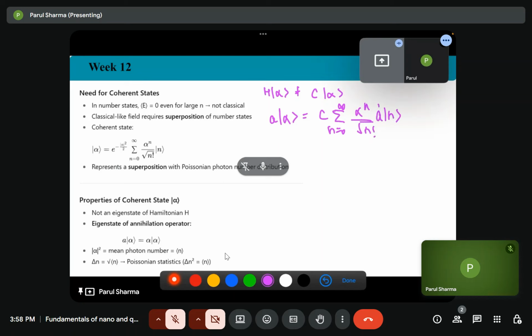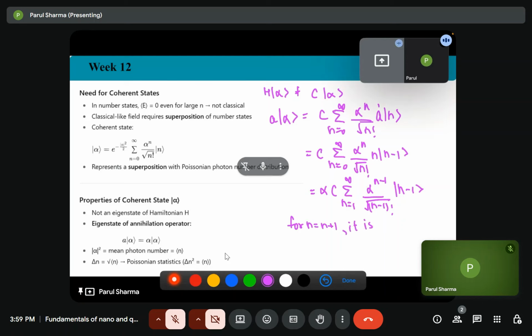So it will give us the sum from n equals 0 to infinity of alpha^n. So when a will apply on the state n, it will give you square root of n times the state n minus 1, which we can write as alpha c_n, with n going from 1 to infinity, alpha^n over square root of n factorial, state n minus 1. So we can say that for n equals n plus 1, it is a coherent state.